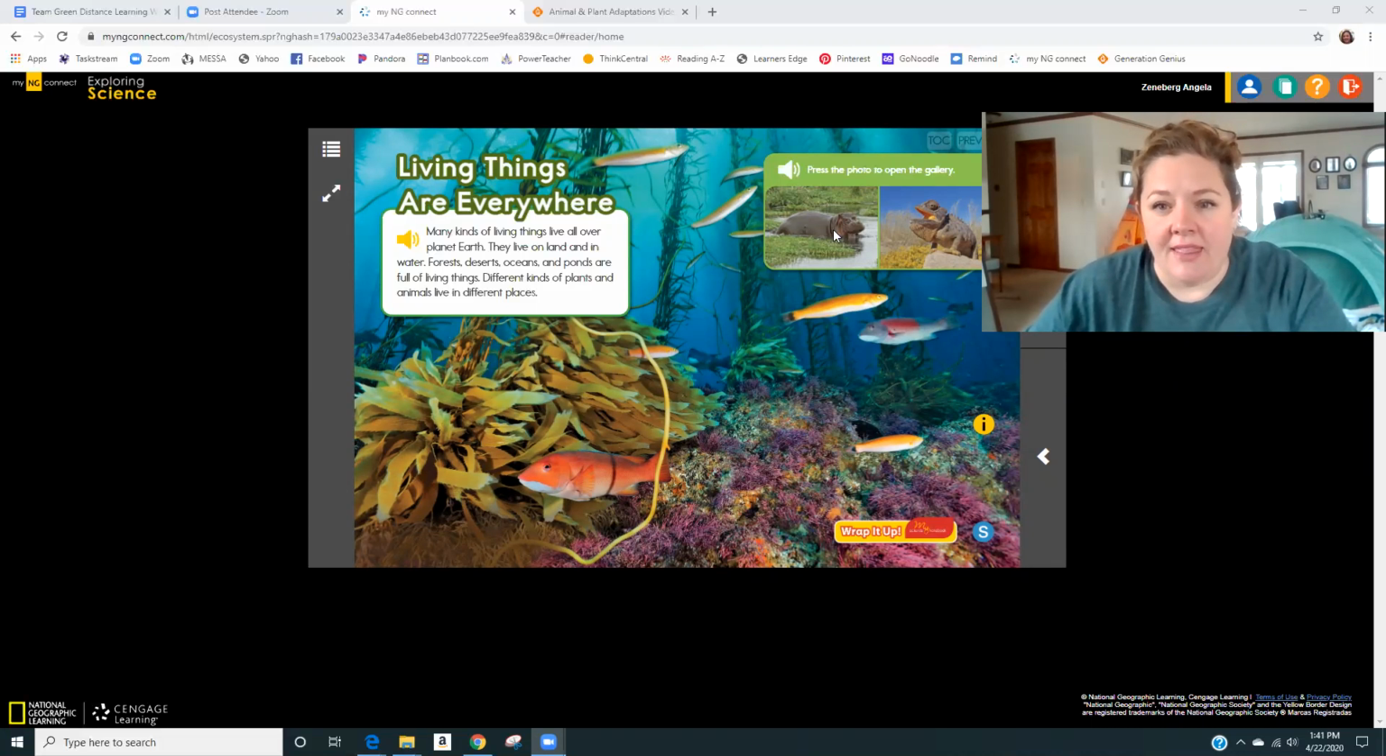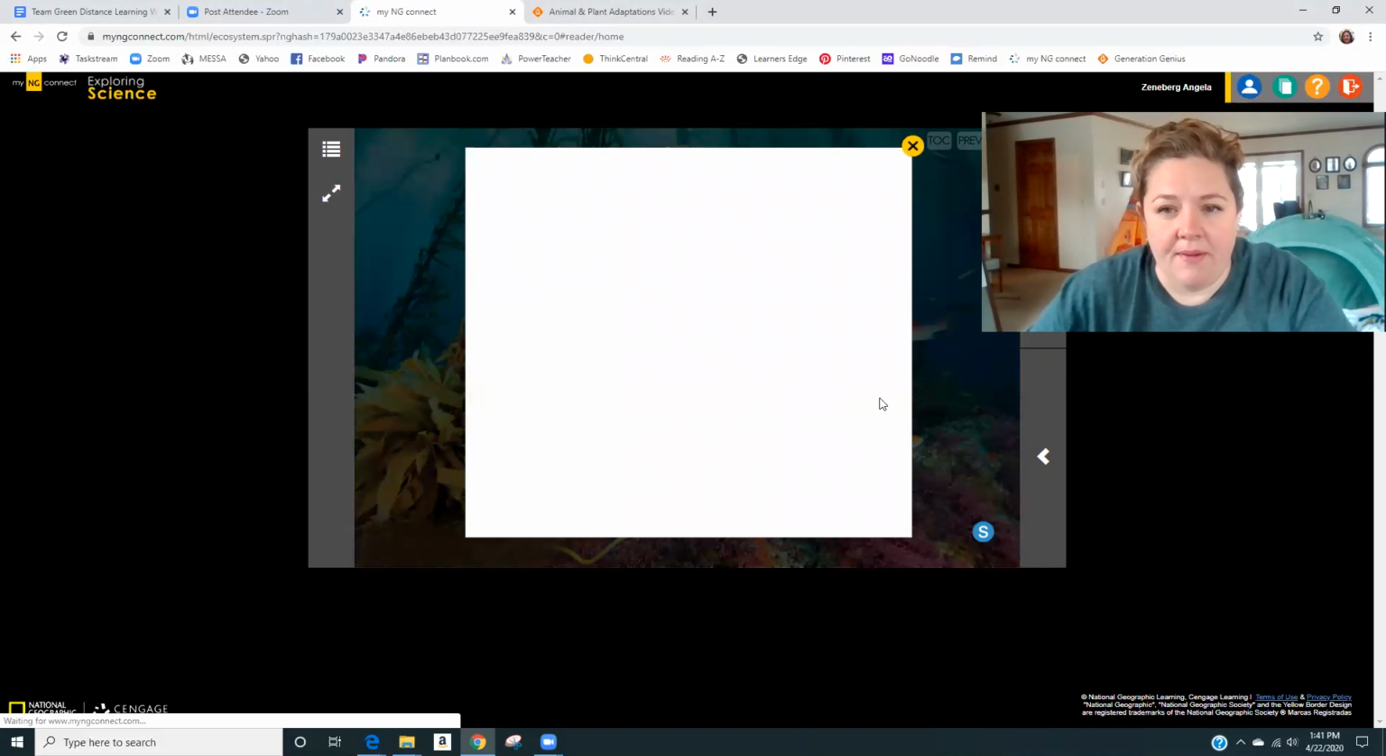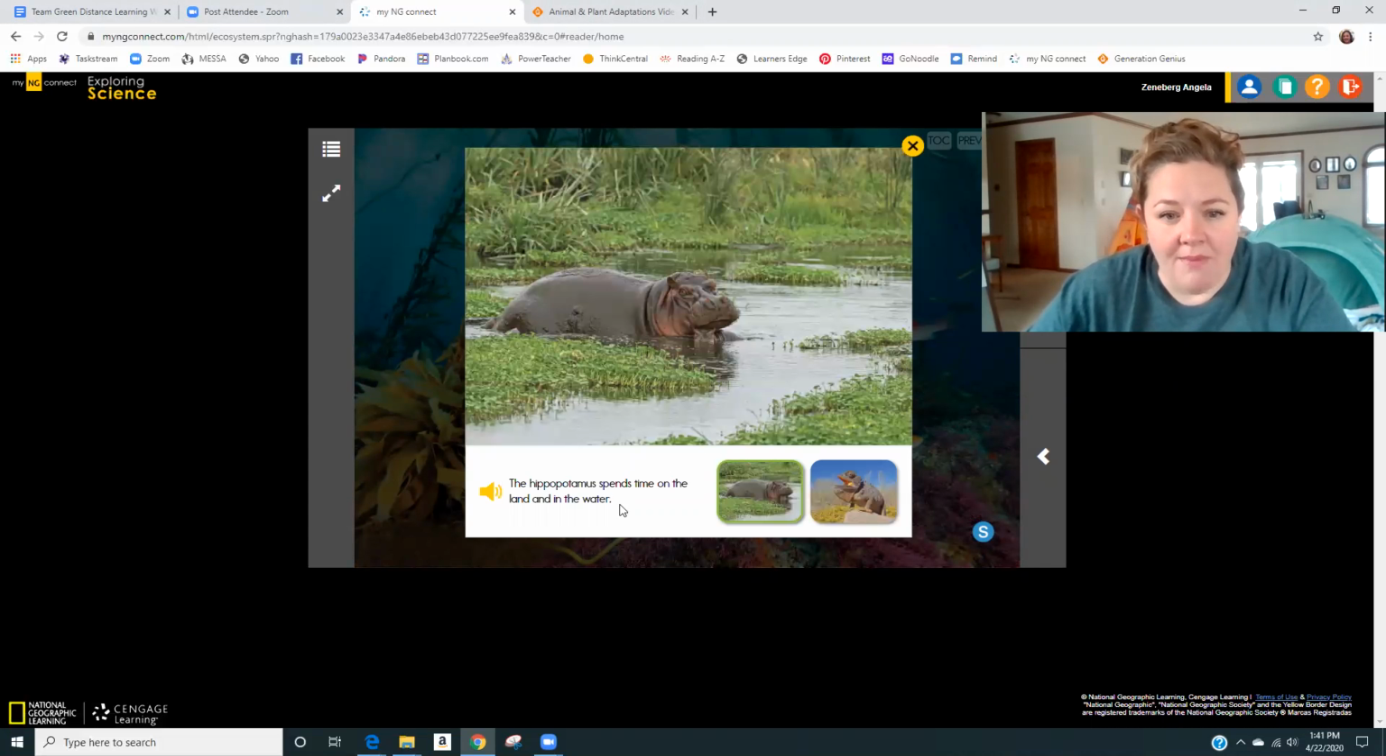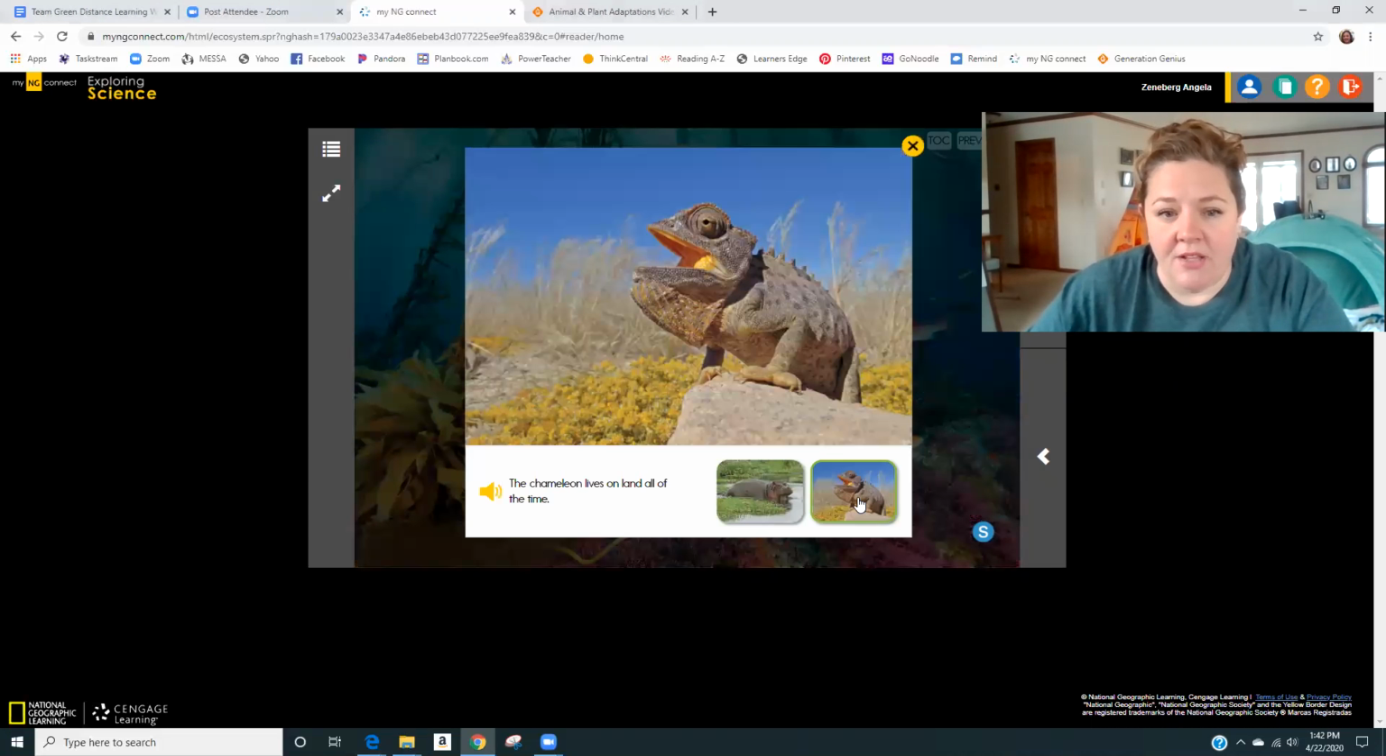Let's take a look at this hippopotamus, for example. The hippopotamus spends its time on land and water, so it's an excellent swimmer, but it also comes up and can walk and eat vegetation on land as well. But if we take a look at this chameleon, he lives on land all of the time. There's no part of his body that's equipped to live in the water at all times.